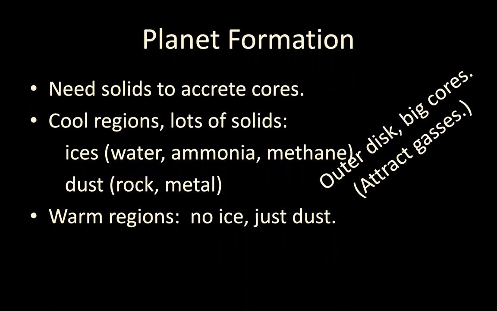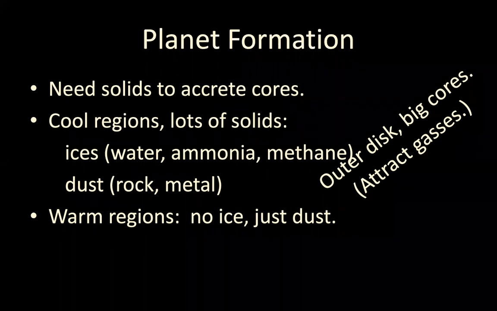The addition of WAM increases the available solids to make the cores, so that the outer solar system planets grow huge, with Uranus and Neptune becoming 15 and 17 times the mass of Earth. The gravity of the biggest cores is sufficient to attract hydrogen and helium gas, raising Saturn and Jupiter to 95 and 318 times the mass of Earth.